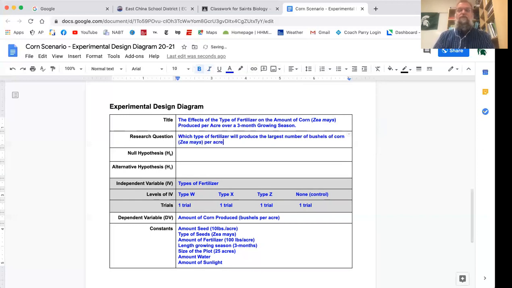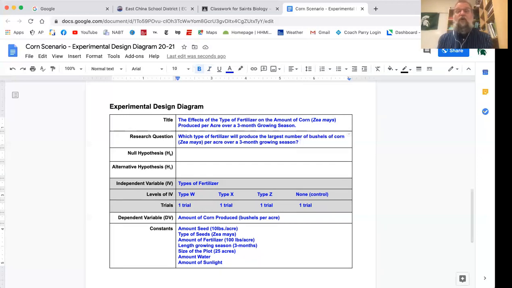Per acre over a 3-month growing season. So I'm sort of wording this on the fly. I'm sure if I took a few more minutes, I could come up with slightly better wording. But you get the idea.